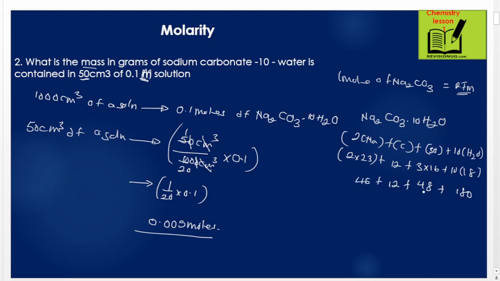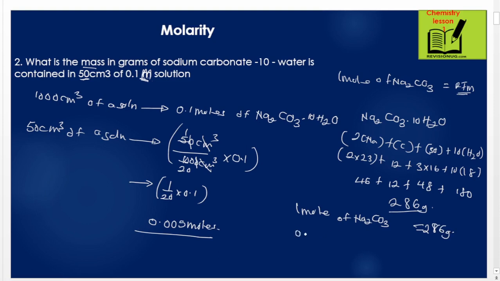Let us add this. Then 48 plus 12 here, then plus 46, then again plus 180. So my calculator is giving me 286. Therefore this is the grams. This is the RFM. Therefore this means that 1 mole of sodium carbonate decahydrate produces 286 grams.